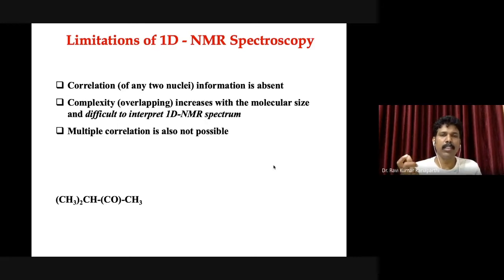We can't see it in one-dimensional NMR spectroscopy. Of course, from the splitting we will come to know that somebody is there, but we are just guessing. That is a major problem with one-dimensional information. Just imagine a molecule. Let's say we have ethanol, propanol, butanol, pentanol, and some other, hexanol.